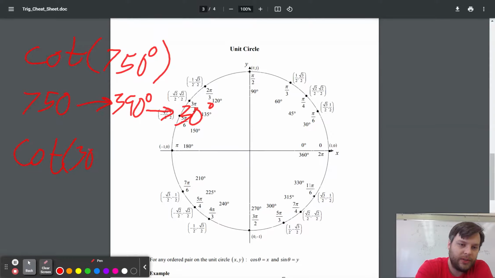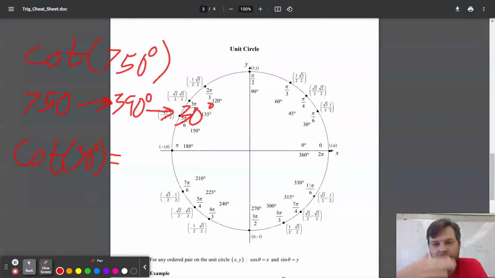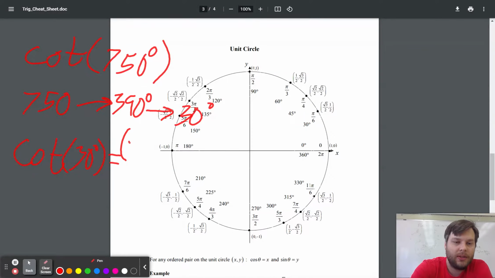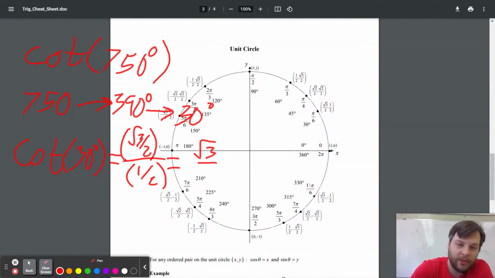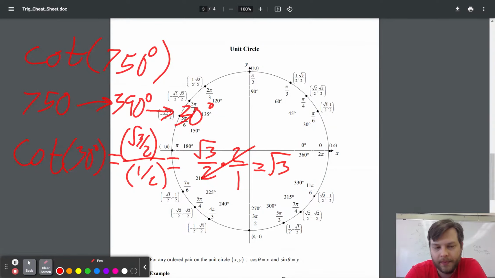Cotangent of 30 degrees is flipped over tangent. So tangent is y over x, so cotangent is x over y. So square root of 3 over 2, that's the x value, divided by the y value. Remember that you can multiply by the reciprocal. So square root of 3 over 2 times 2 over 1. Boom, cancels, you get square root of 3.